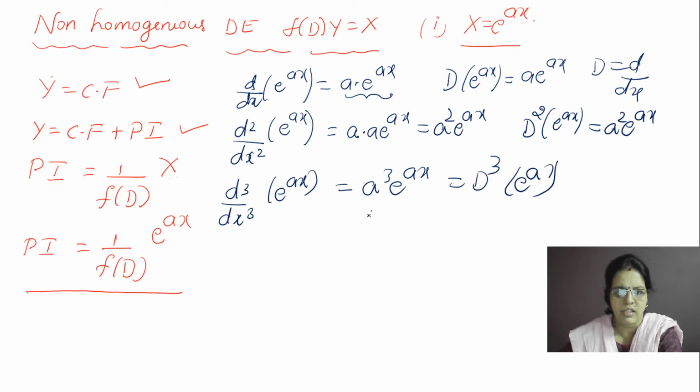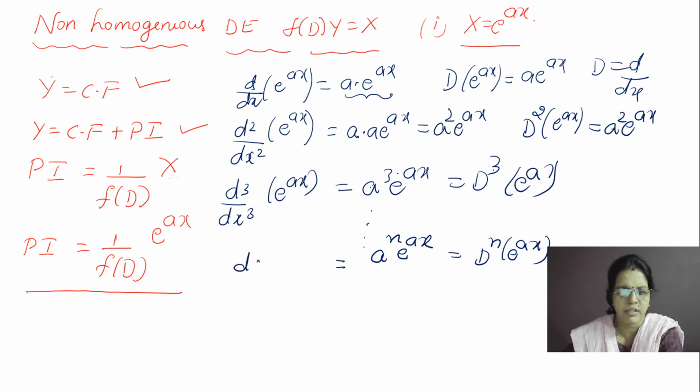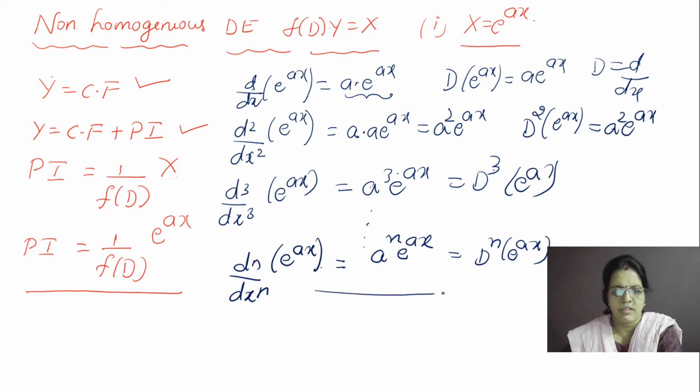So, in general, continuing like this, we get the nth derivative of e power ax. If the third derivative gives a cube, then this will be a power n into e power ax, and this is nothing but the nth derivative of e power ax. So these are the derivatives of e power ax: D of e power ax, D square, D cube, etc.